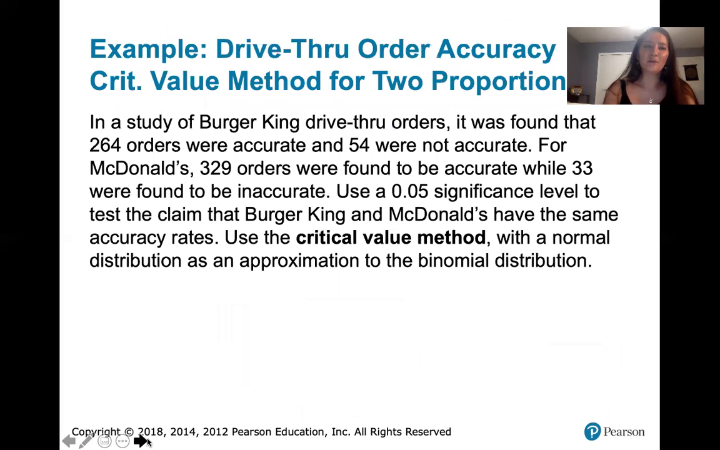So in this video, we're going to solve this problem again. We solved this in the last video using the p-value method. Now we're going to solve it using the critical value method. I'll read this to you.